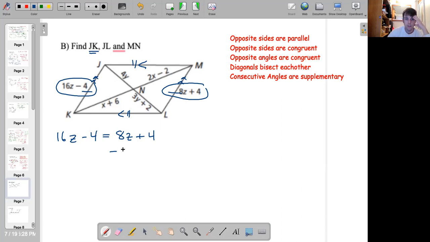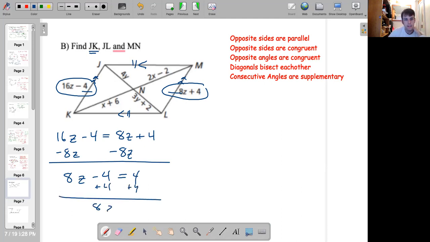All right, get all of our z's on one side. So I'm going to subtract 8z on both sides. That gives me 8z minus 4 equals 4. Add 4. I'm getting 8z equals 8. And then divide by 8, I get z equals 1. Okay, z equals 1. That's useful.